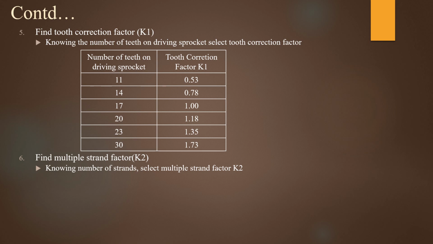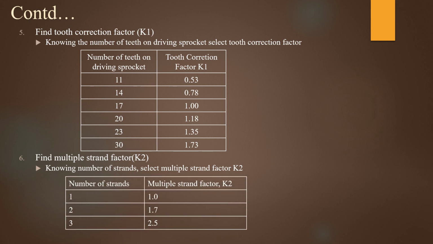In actual conditions, multiple strands may be required. So K2, that is the multiple strand factor, accounts for this. Knowing the number of strands, select the multiple strand factor from the following table. Suppose the number of strands is 1, then the multiple strand factor is 1; for 2, it is 1.7; and for 3, it is 2.5.